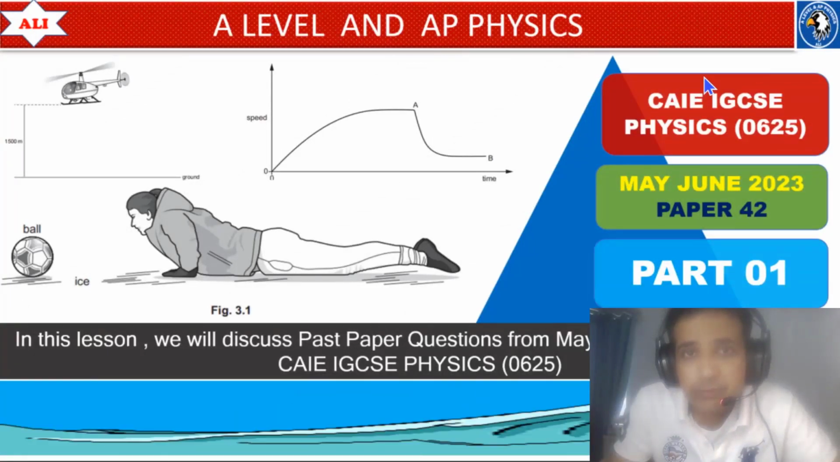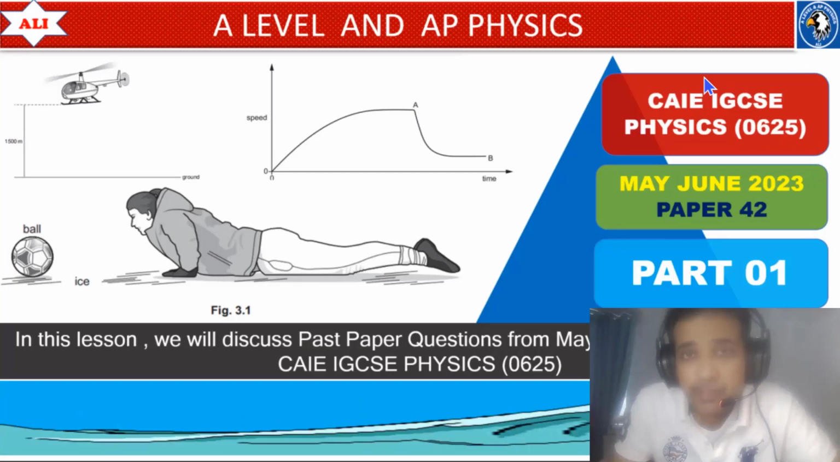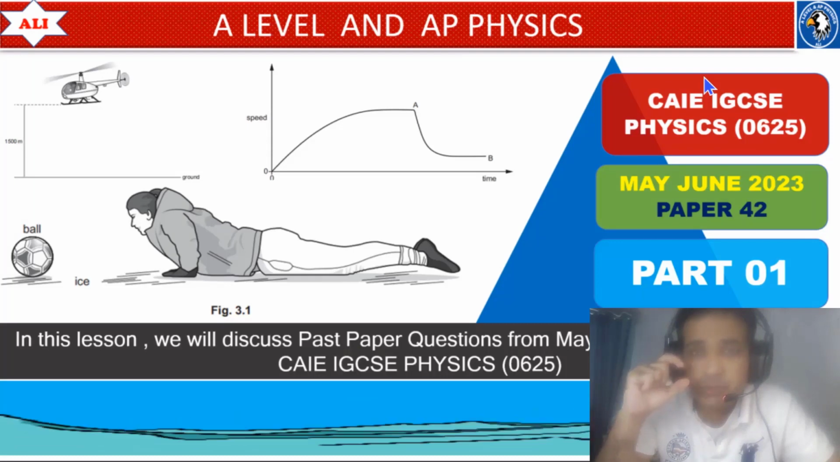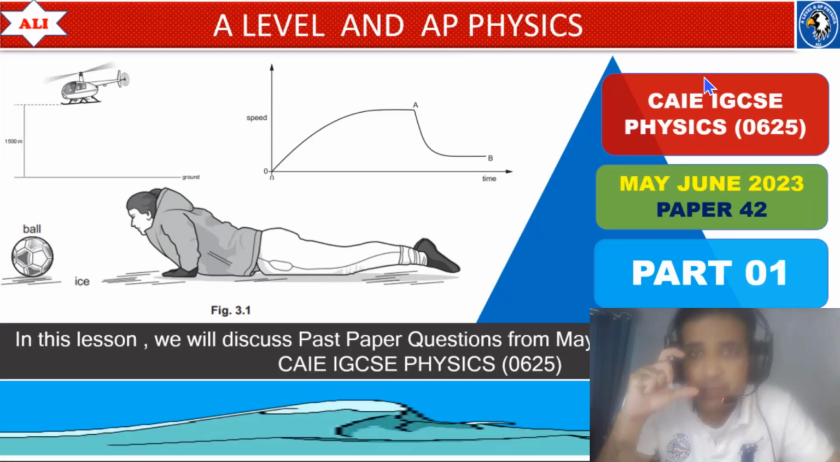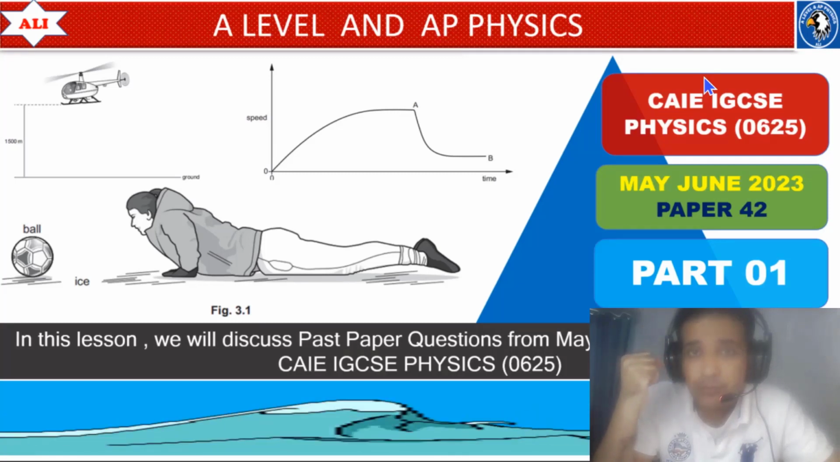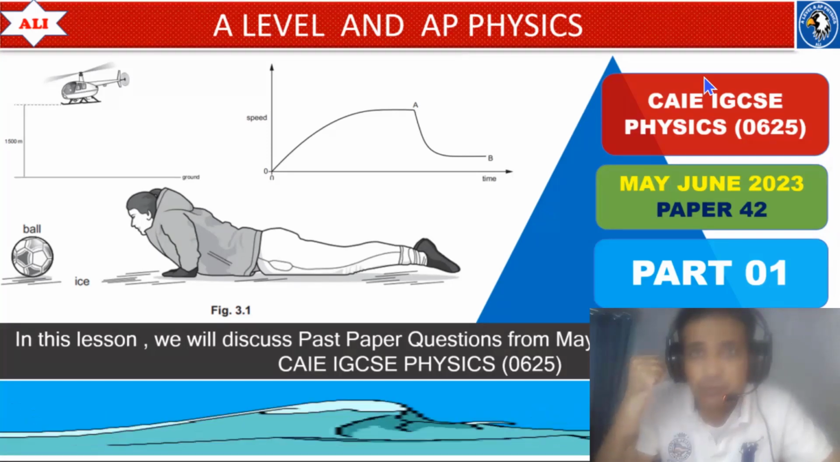In today's lesson, we will discuss past paper questions from May June 2023, Paper 4, Variant 2 for Cambridge IGCSE Physics. We will discuss these questions in detail so you can improve your conceptual understanding of these topics and also have a better understanding of these exam questions. Let's study together, let's improve together.